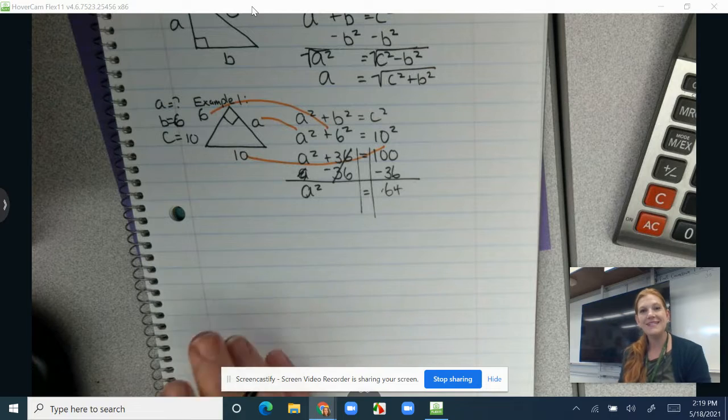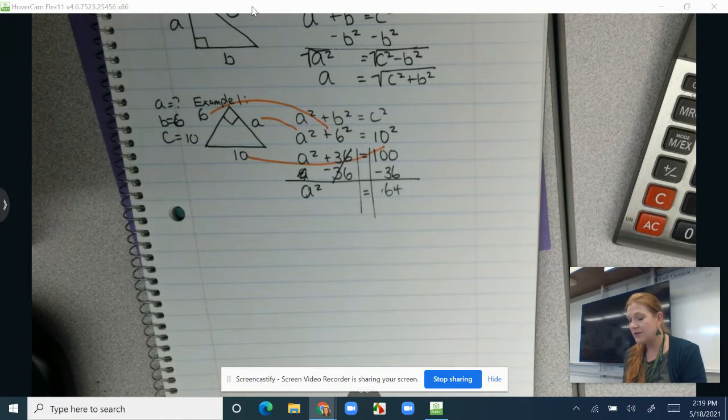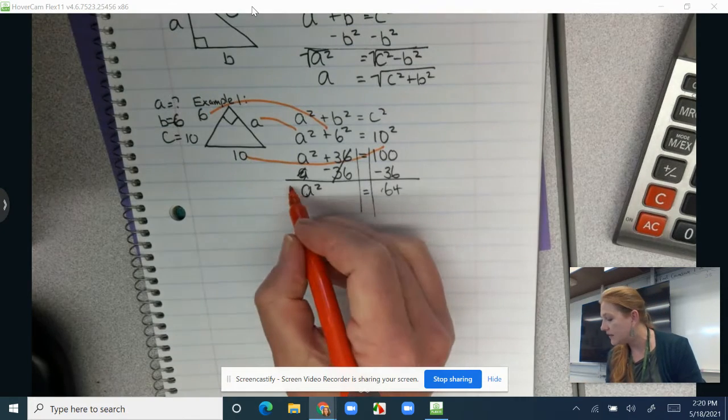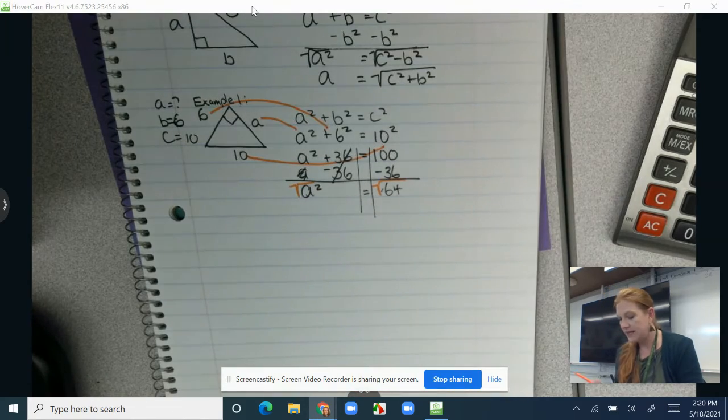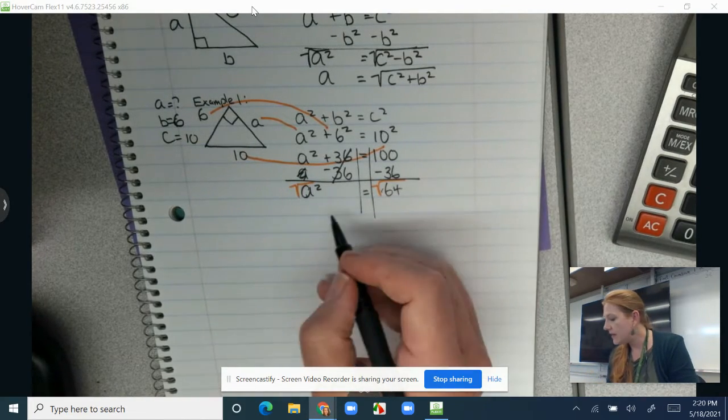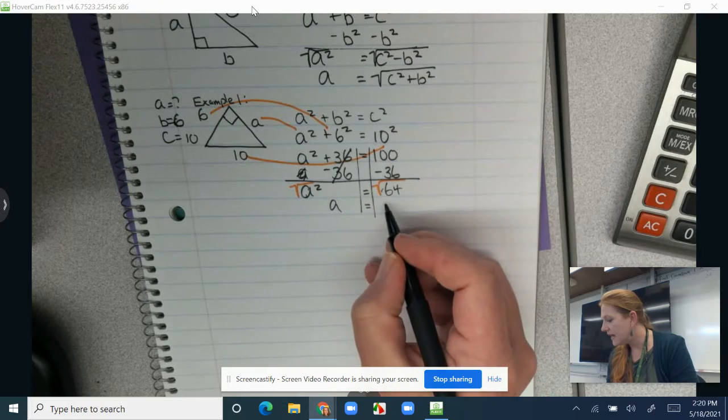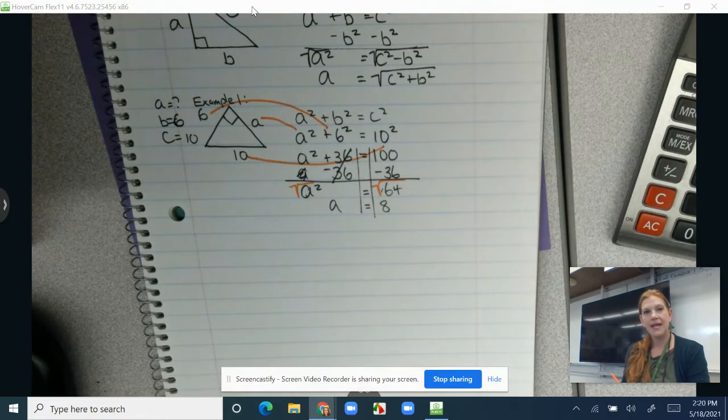So now we know that A squared equals 64, and we're going to do that same thing we did before. If we have an A squared equaling a number, that means there's some number that when I multiply it by itself, I get 64. You guys may already be thinking right now, square root both sides, we end up with A is 8.